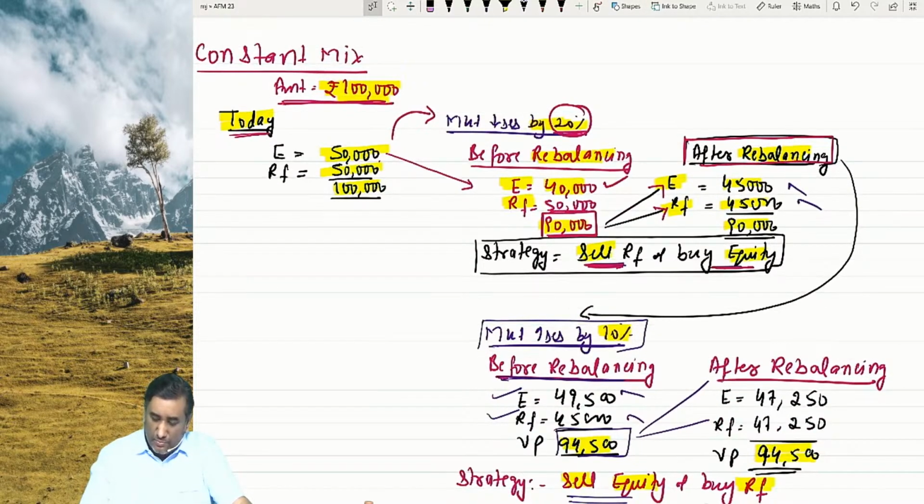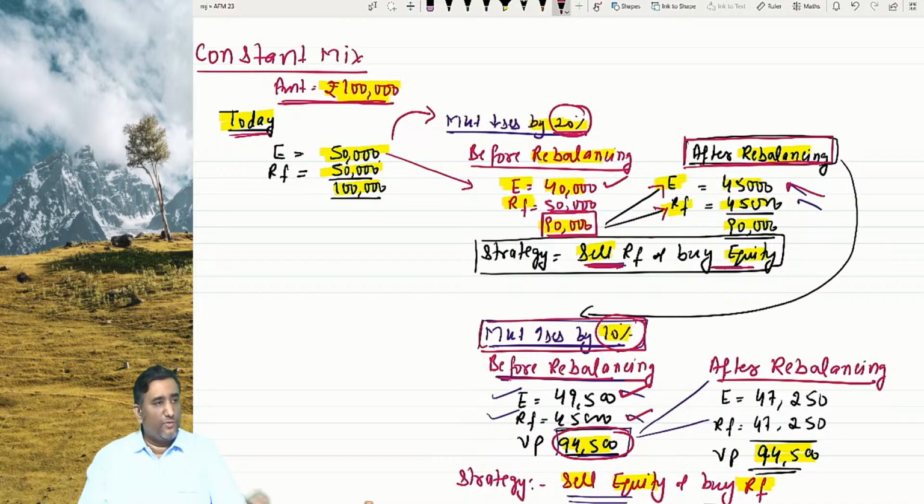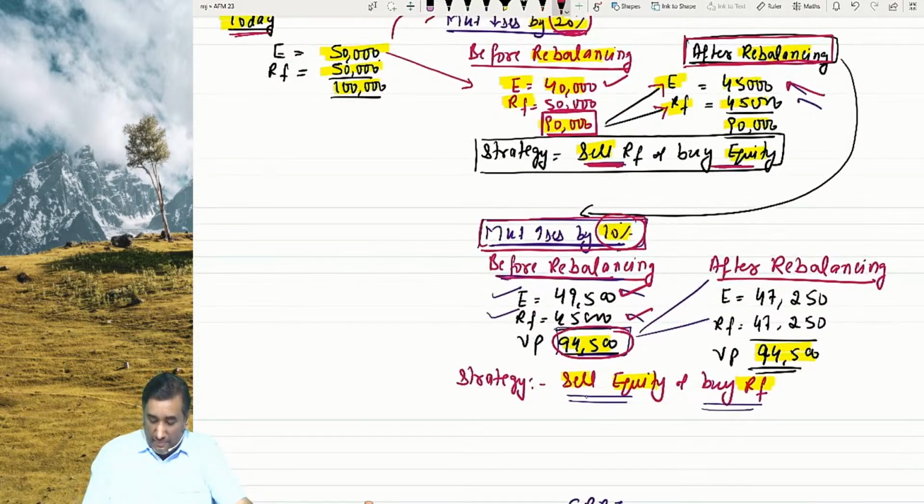Now what I have assumed is, after the first rebalancing, the next time we do a rebalancing, before rebalancing a 10% market increase, the 45,000 value became 49,500, the RF was 45, total value became 94,500, and rebalancing was done equally. When the market is increasing, money is moving from equity to the risk free. In this case, you sell equity and buy risk free.